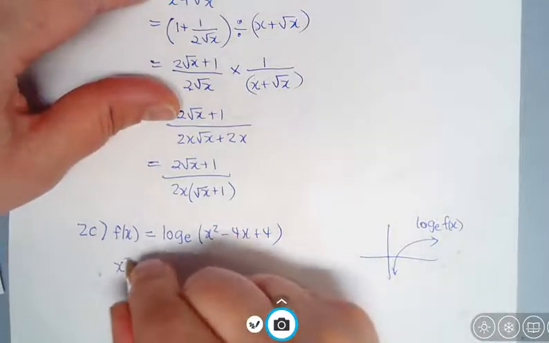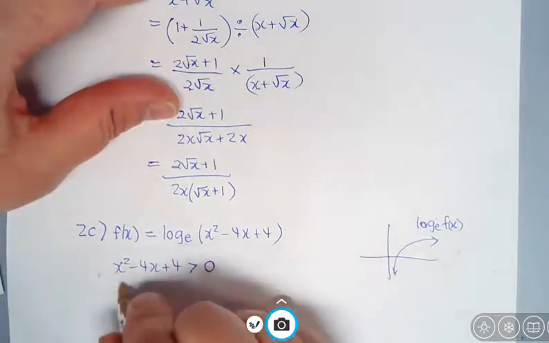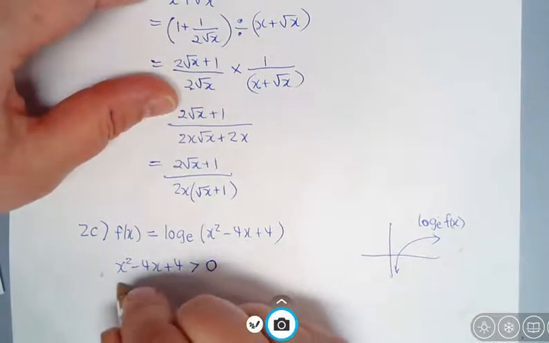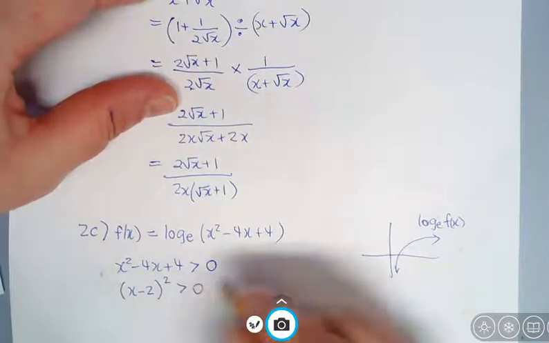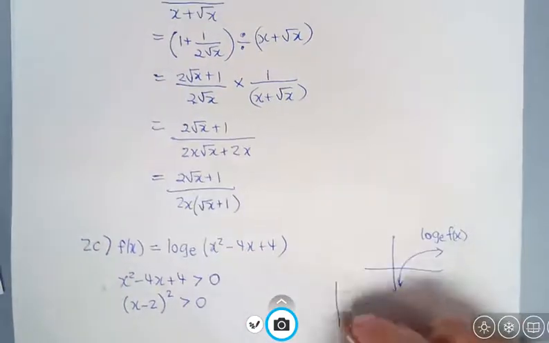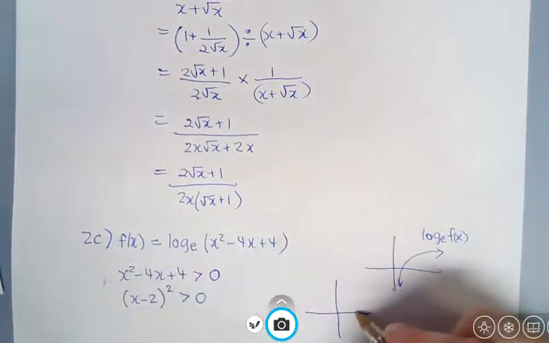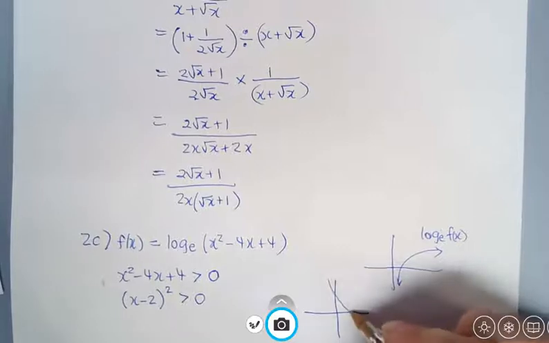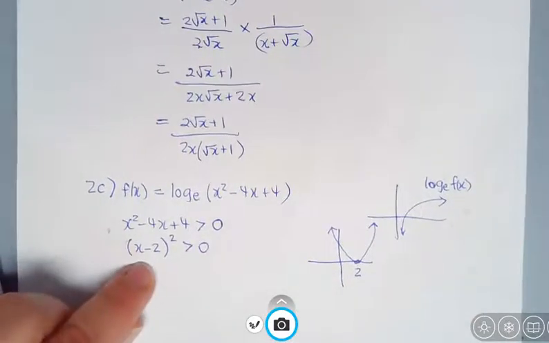So x squared minus 4x plus 4 has to be greater than 0. This is a concave up parabola, so I could factorize it. It's actually a perfect square, so x minus 2 squared has to be greater than 0. This is what it looks like, the sketch of that parabola, x minus 2 squared.